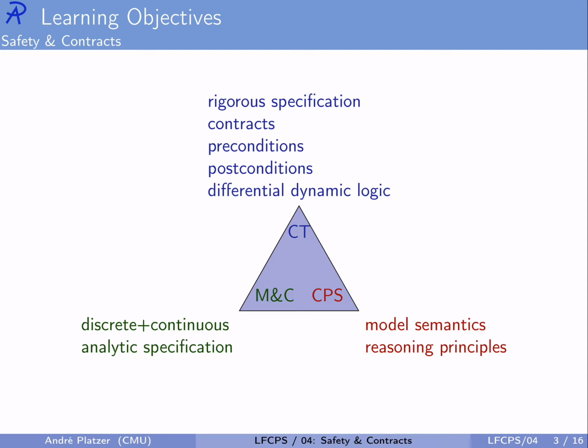On the modeling and control side, we will look at the role that discrete and continuous dynamics play in contracts and in analytic specifications. On the computational thinking side, we will use rigorous mathematical specifications of programs using contracts with both preconditions and postconditions. Preconditions express the expectations we have on the world around us in the initial condition before it's safe to turn the CPS on. Postconditions express what the CPSs guarantee after you're using them.